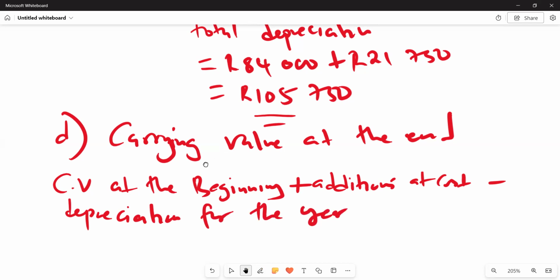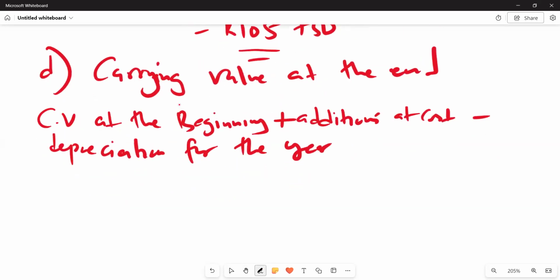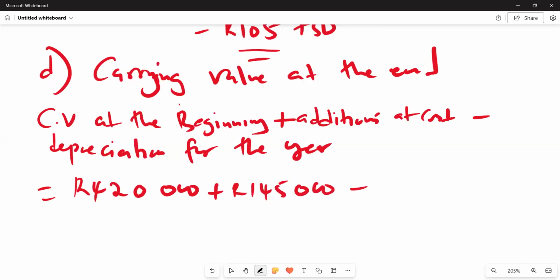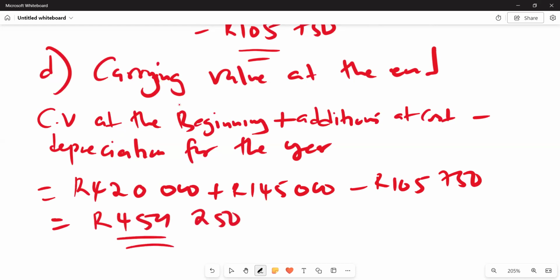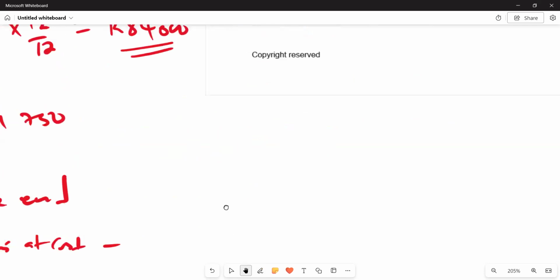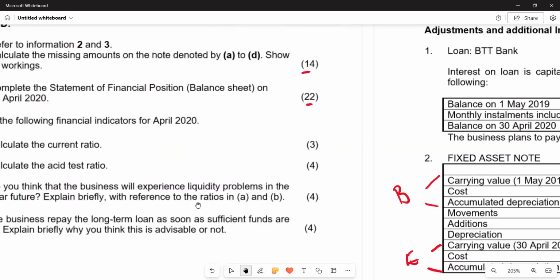This is exactly what we are trying to do here, whereby we are saying our carrying value at the beginning, we calculated it as 420,000. Then additions at cost, it was 145,000. Then we less depreciation for the year, which is 105,750. And we calculate it as such, the answer that we are going to get becomes 459,250. So this becomes the carrying value at the end. So this marks the first part, which leads us to find the missing figures, that is A to D.